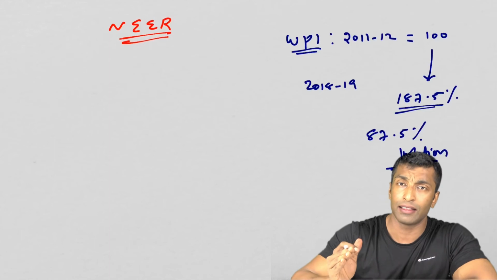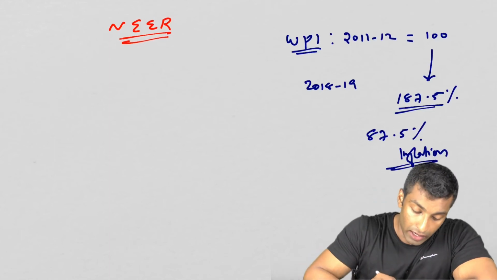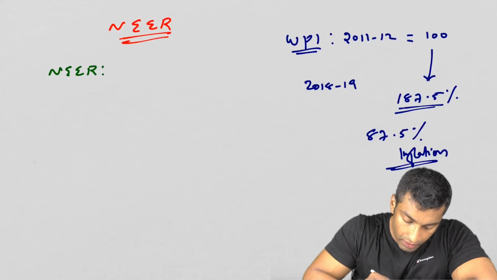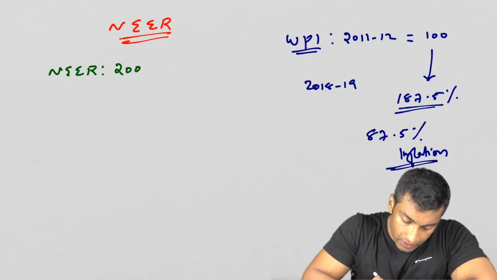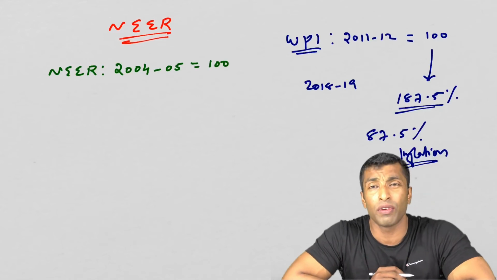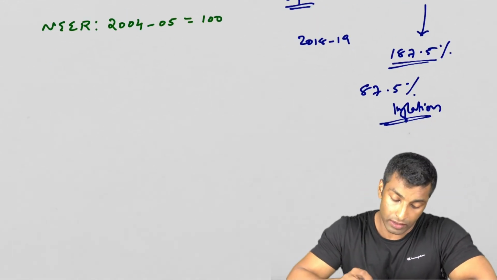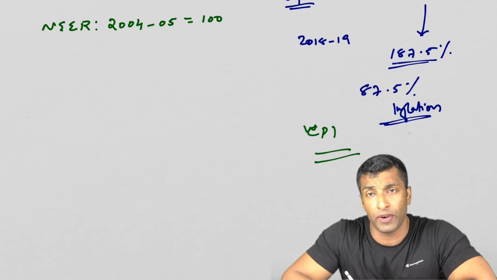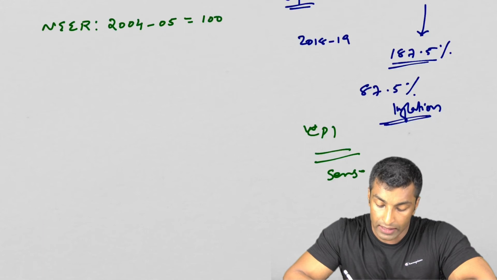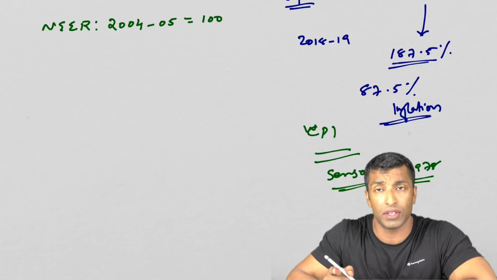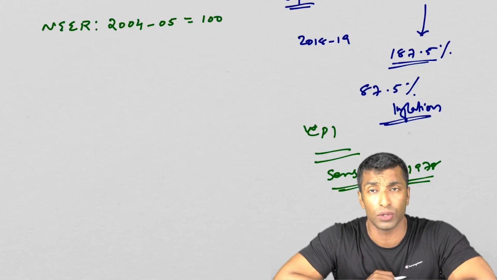Exactly like this WPI, we are talking about NEER. So how will you write this NEER? NEER colon, the base year you will write 2004-5 equal to 100. The base value will be 100. Like WPI, we have already discussed CPI and the GDP deflator. In fact, we have discussed the Sensex also, and the base year I told you was 1978, which was not changing. I've discussed with you the reasons why it is not changing.